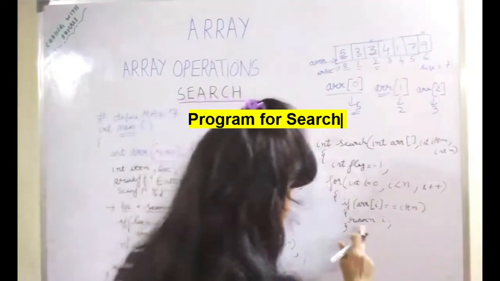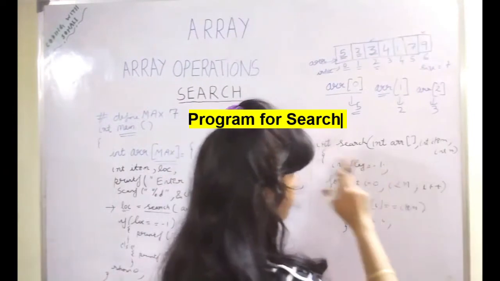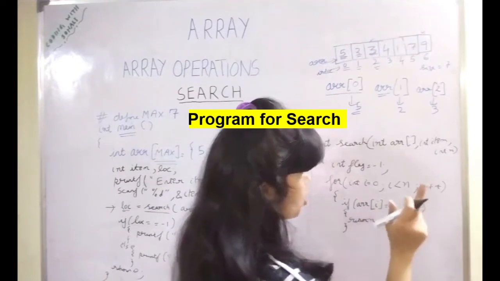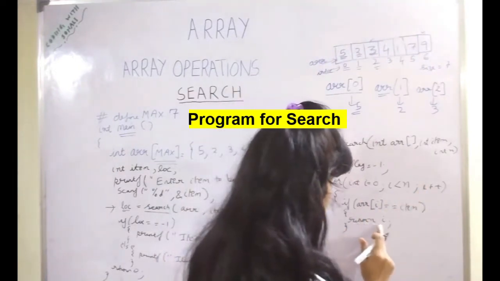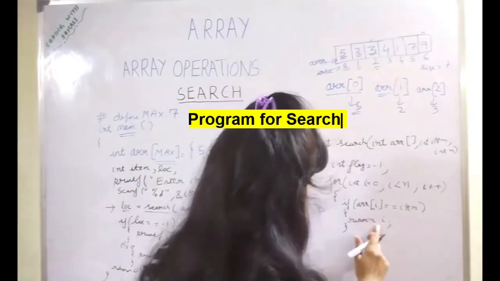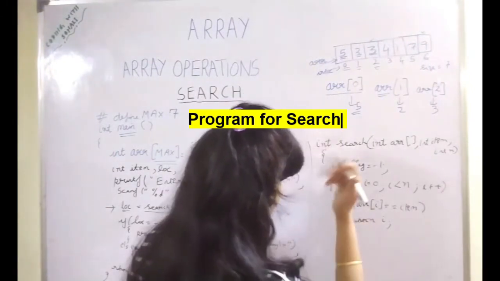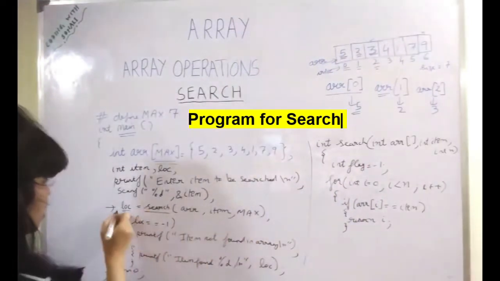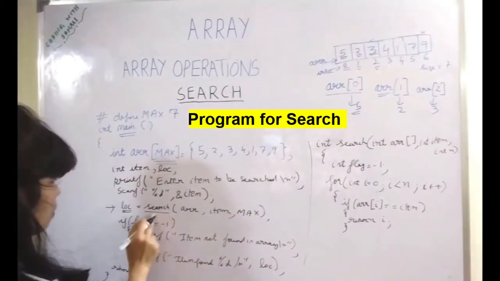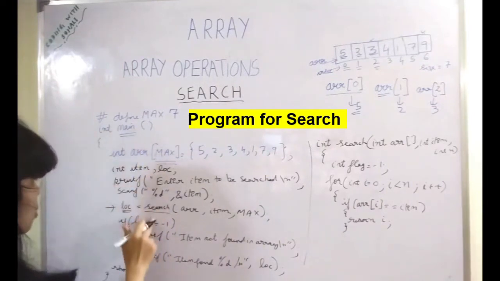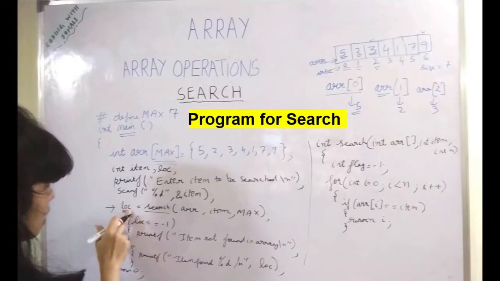What does it mean? It means that while traversing the array one by one, if at any point I find that element to be equal to the item which the user wants to search, then I will simply return i. i will be the index where the element is present. So when I do return, the control comes outside the for loop and it will finally return. And where will it return? At this line from where it was called. It was called from this line in the main function. So it will return here, and then LOC will have the index.